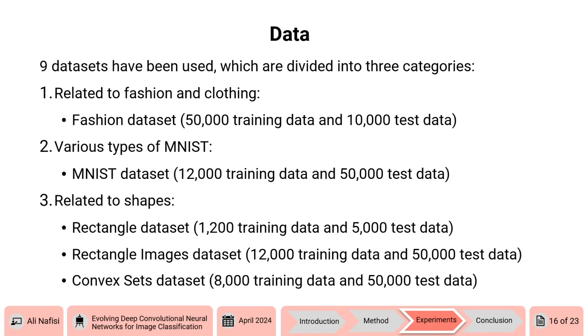Some of them are related to clothing. Some of them are types of MNIST datasets. You can see that these are 12,000 training images and 50,000 test data. And in the third category, we have some datasets that are related to shapes, the rectangle image dataset and the convex set dataset. And you can see the fraction of training and test data of them. That sounds good. Let's go to the next slide.